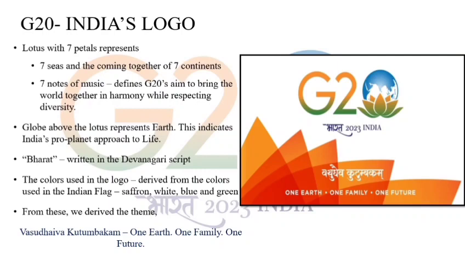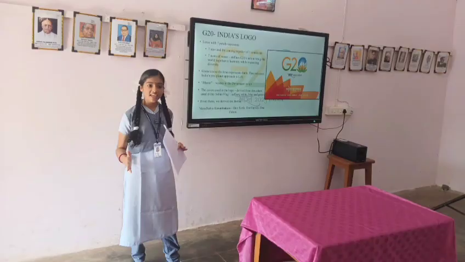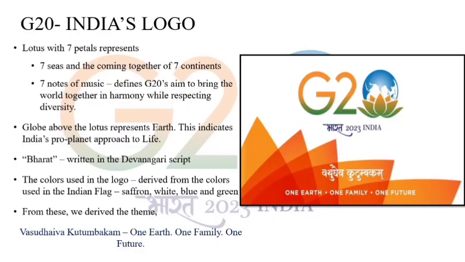Above the lotus is the globe which represents Earth. So this indicates India's pro-planet approach to life. Below the lotus and globe is written Bharat in Devanagari script. The colors used in the logo are derived from the Indian national flag. And the colors are saffron, white, blue and green.